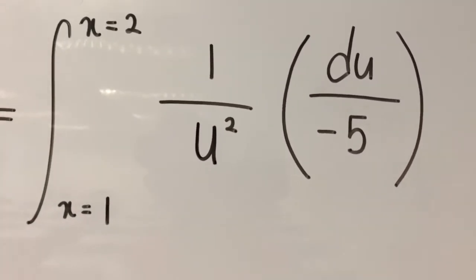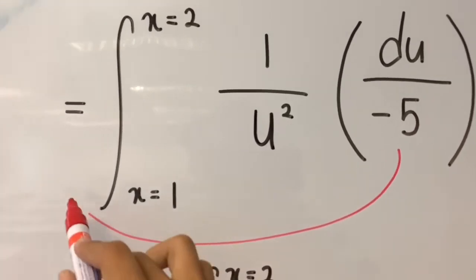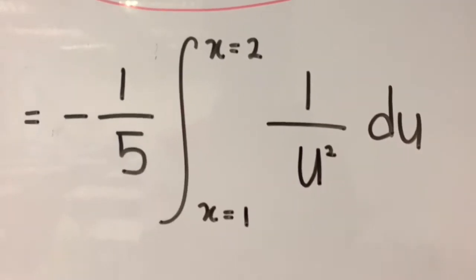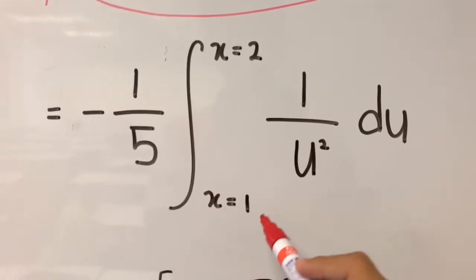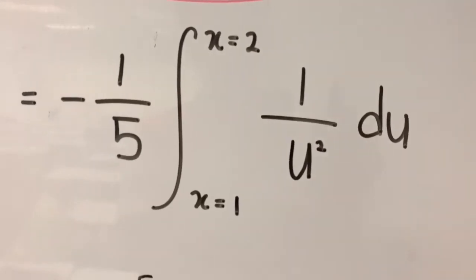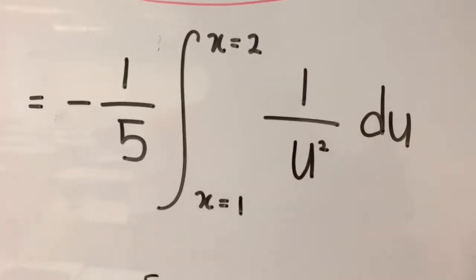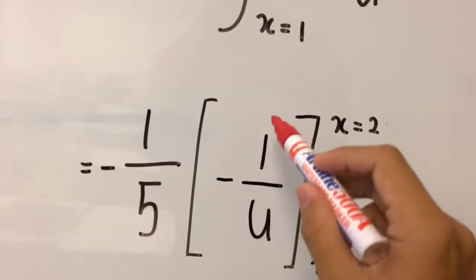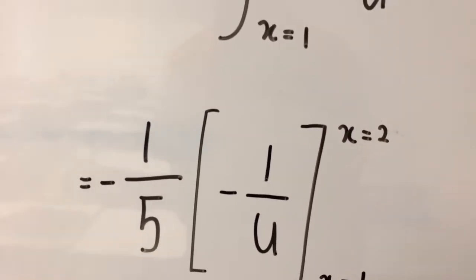So we need to bring negative 5 out from the integration expression. It will be like this: negative 1 over 5, integration with upper limit 2 and lower limit 1, 1 over u squared du. After that, we can simply integrate 1 over u squared, and then it will be like this: negative 1 over 5 times negative 1 over u, with upper limit 2 and lower limit 1.